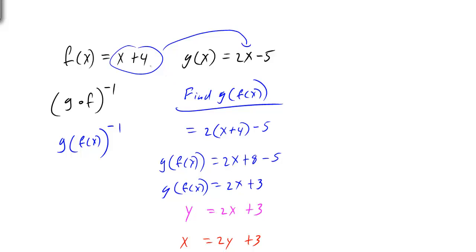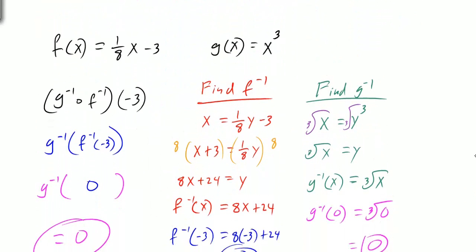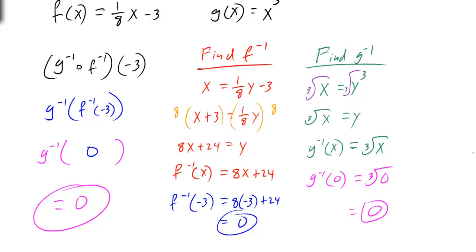So here, in this step, we actually had to find the composite function first. We need to find g of f of x, and then once we found g of f of x, we could find the inverse function. So notice how that is slightly different than what we did up here in the previous example, where we actually had to find the inverse of each function first and then perform the operations.